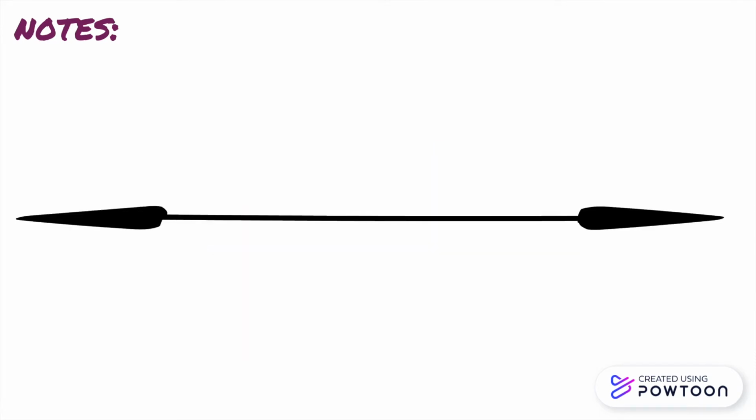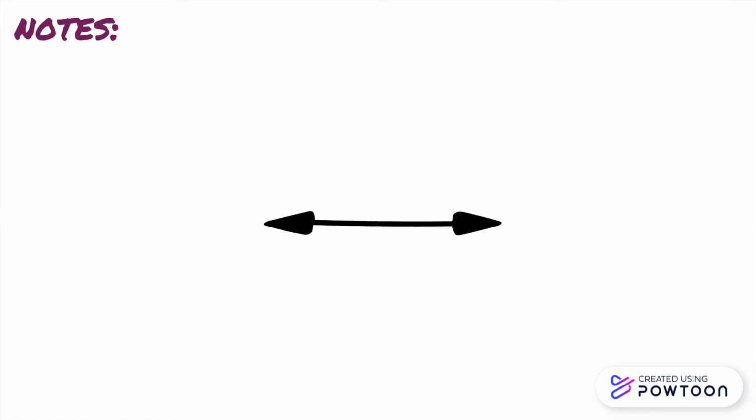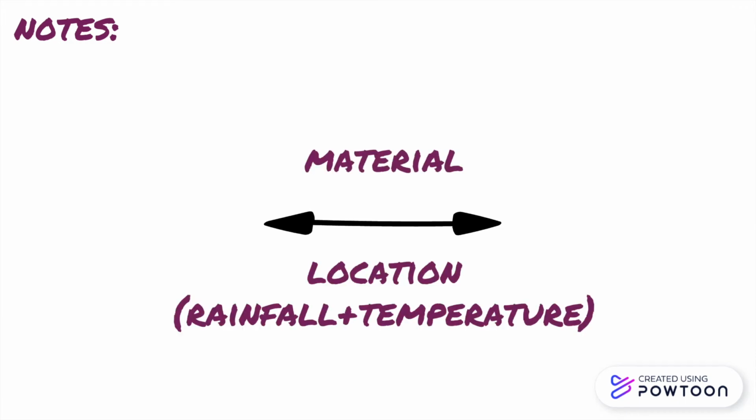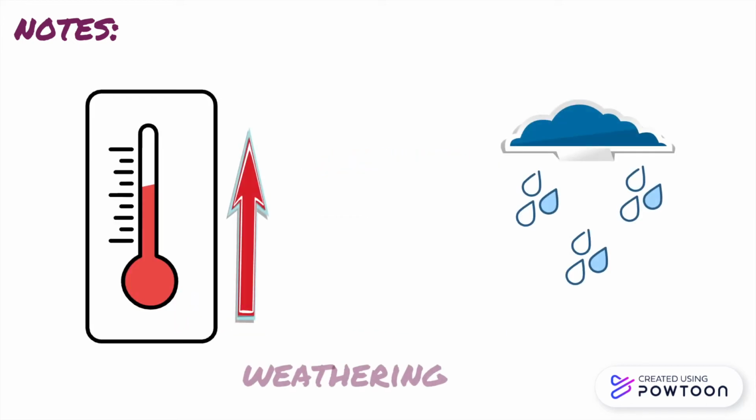In general, most weathering processes happen over long periods of time, but some happen quicker than others. The speed at which weathering occurs depends on the type of material and location, aka rainfall and temperature. If rocks are in a location where there is high temperature and rainfall, the rate increases.